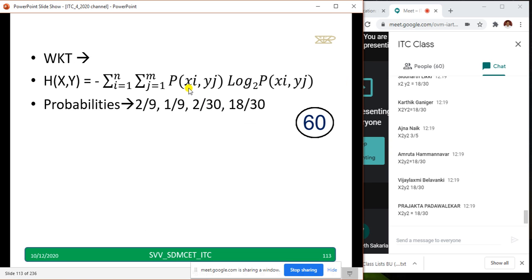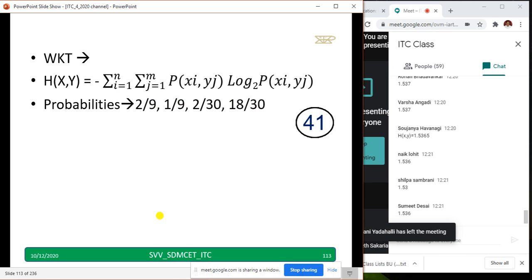Simply fill the values. Probabilities are given to you: 2 by 9, 1 by 9, 2 by 30, 18 by 30. And all of you know the equation: h of x comma y equal to... Aditya Hiramat has typed 1.53. Rohan got same. Varsha 1.53. Saujanya 1.53. Very good. Saujanya, Varsha, Nayak, Shilpa. Sumit Desai got same 1.536.